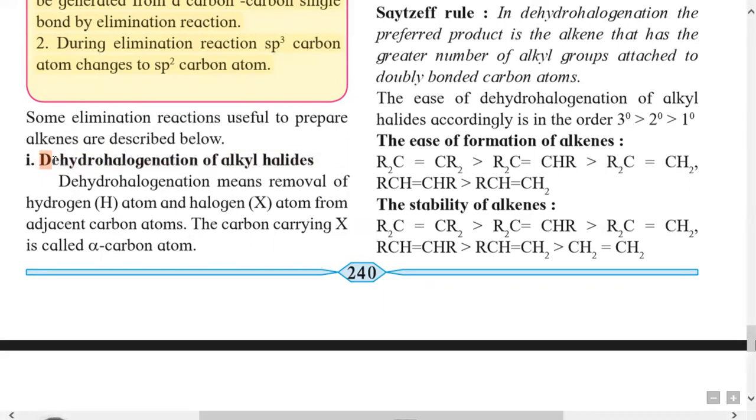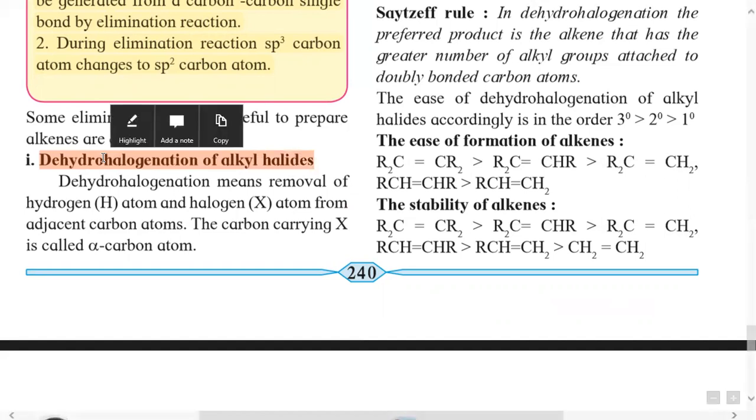Meaning of de is removal. Then dehydro means removal of hydrogen. Dehydrohalogenation means removal of hydrogen and halogen atoms from adjacent carbon atoms from alkyl halide. So that gives the alkene formation.